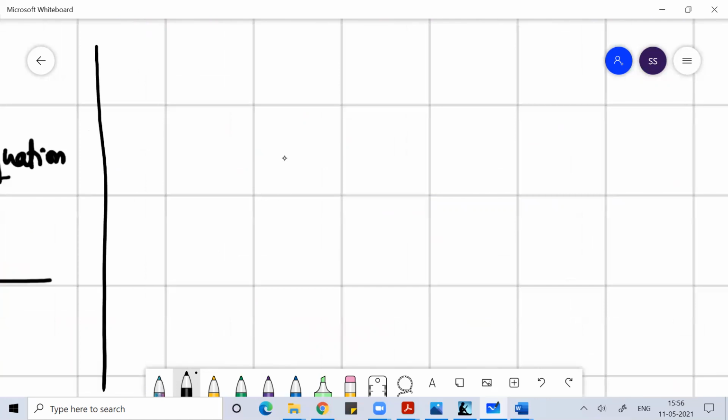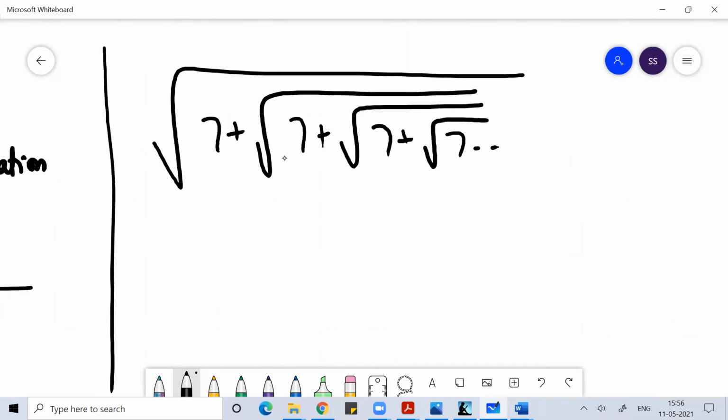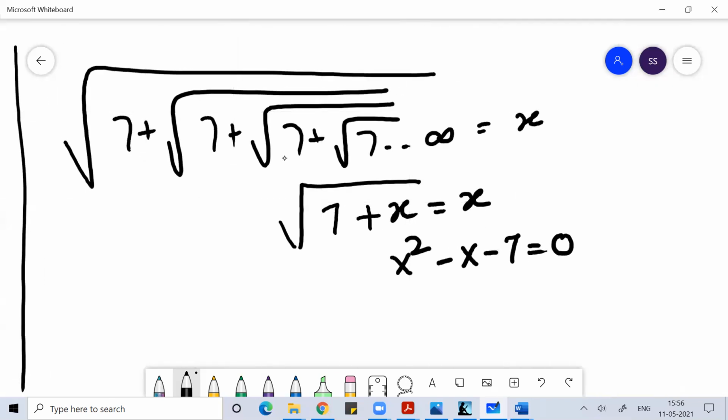When you solve this question, root of 7 plus root of 7 plus root of 7 plus root of 7 to infinity, I assume this is equal to x. So I can write this as root of 7 plus x is equal to x. So I get x square minus x minus 7 equal to 0. Now, by splitting the middle term, I can't solve this problem. So here my a is 1, b is minus 1, and c is minus 7.